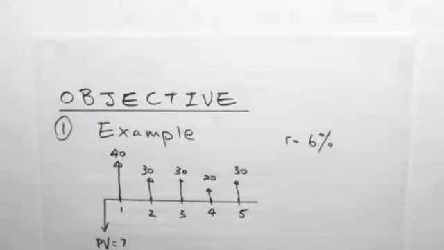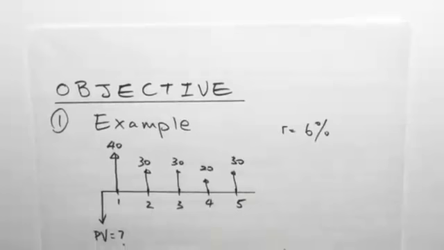Welcome back. The objective of this video is to go through two examples. The first example is just looking at present value with a series of different cash flows, and the second one is a more challenging exercise finding the interest rate.